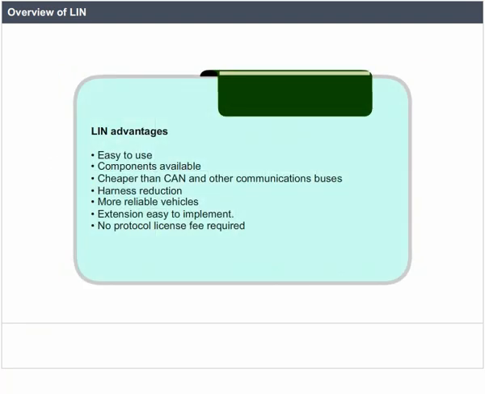LIN advantages. Easy to use. Components available. Cheaper than CAN and other communications buses. Harness reduction. More reliable vehicles. Extension easy to implement. No protocol license fee required.